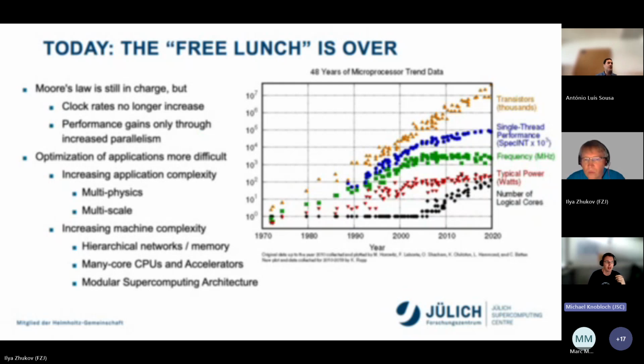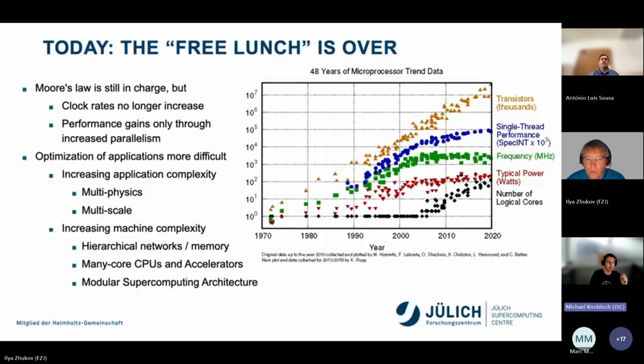Basically, since the 1990s, early 2000s, we have more or less constant clock rates, even decreasing clock rates on modern day processors, right? But these chips become more complex because, as I said, Moore's law is still in charge. We only get performance gains through increased parallelism on chip and off chip, right? That makes optimization of applications running on modern day supercomputers more and more difficult by the decade, right? So this has multiple reasons.